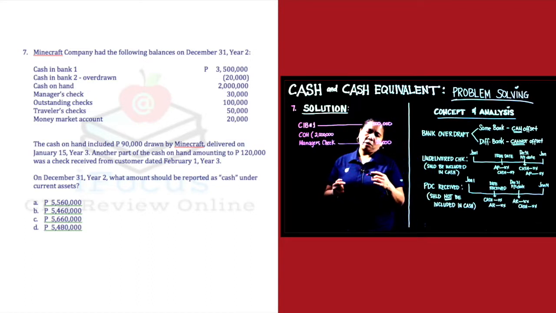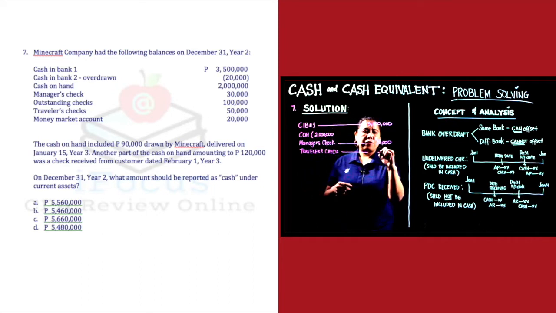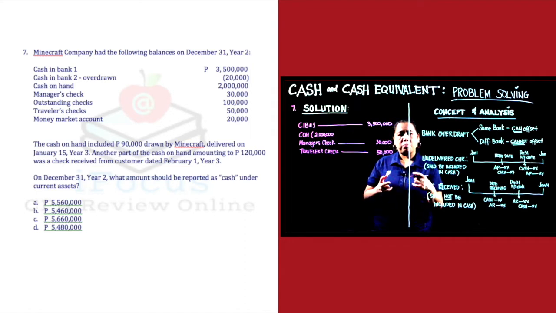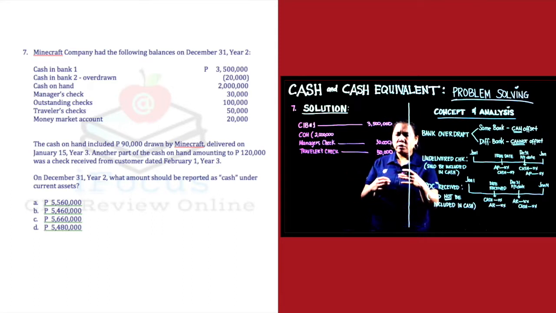Now, another item is traveler's checks. Kasama po yan sa cash natin. Amounting to 50,000. Now, another item is money market account. Money market account is considered as cash equivalent. Pero dito sa problem natin, hindi tinatanong ang cash equivalent, kundi tinatanong lang kung magkano ang cash. Hindi natin i-consider yan sa ating total cash.